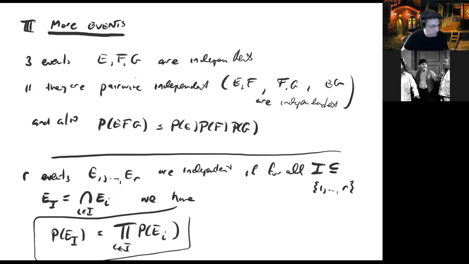You have to check a lot of conditions for this to hold, because you have to check it for every subset of the set of elements from 1 through R. So there are many, many conditions. In the case of 3 sets, we're checking 4 conditions. We're checking that E and F are independent, F and G are independent, E and G are independent, and E, F, G satisfies this property. Okay, so that is the definition, and we'll come back to that later.